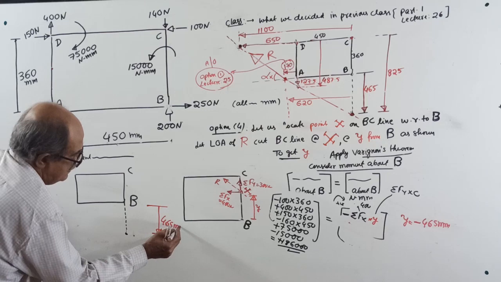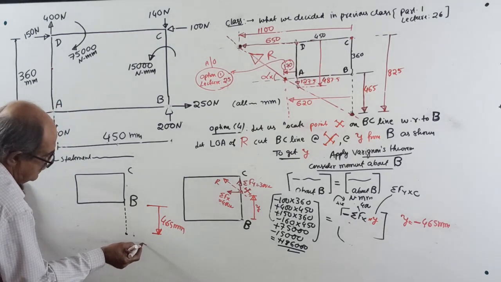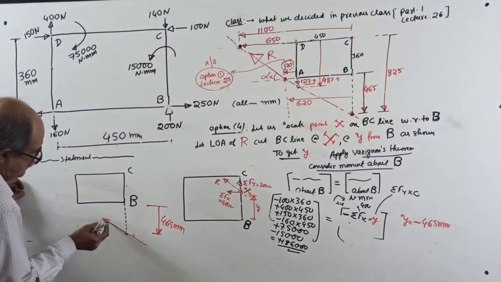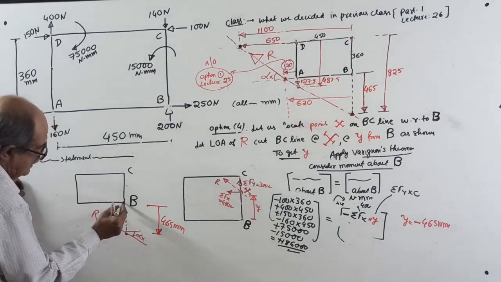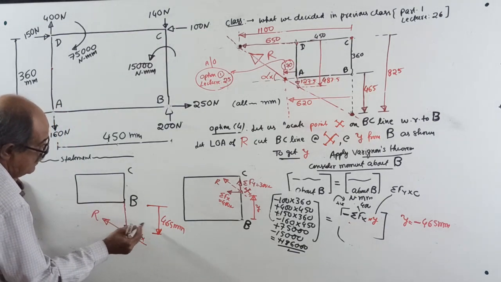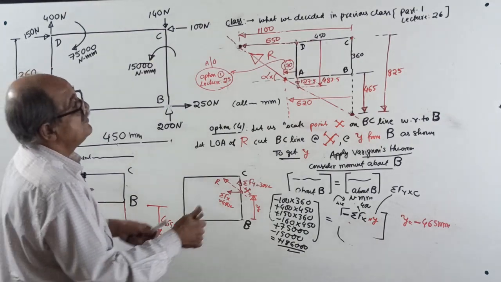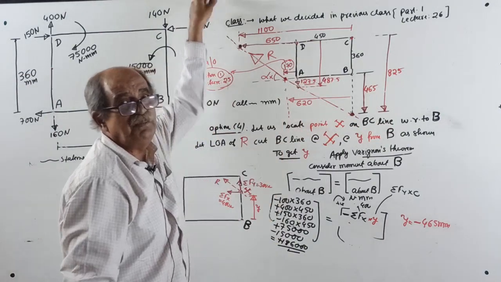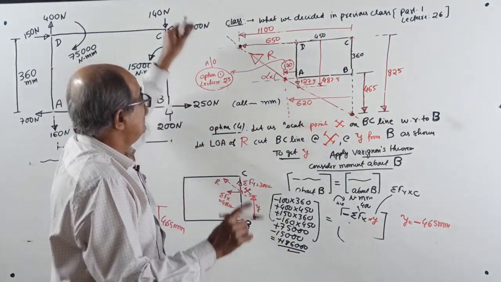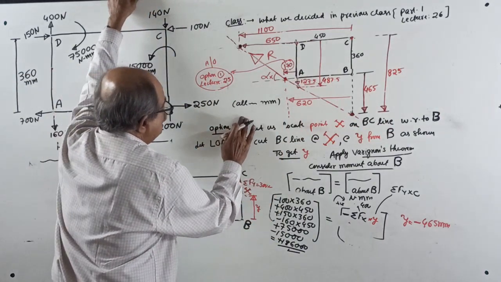465 millimeter to this point. Mark the resultant. Show the angle alpha x, and from here down by 465. See here, answer 465 below. Perfect.